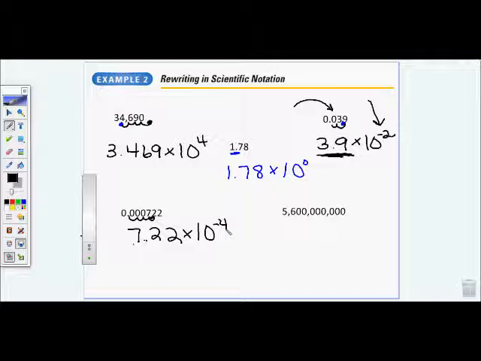And then this one, we have a very large number. We're going to just change it to 5.6. Going to go ahead and count our dinks. And I end up with having 9 dinks. So that would be times 10 to the 9th.